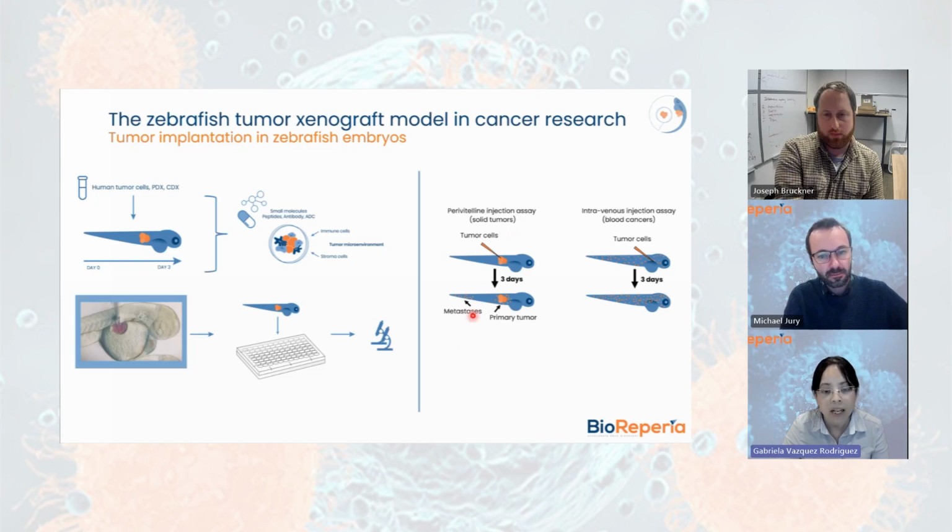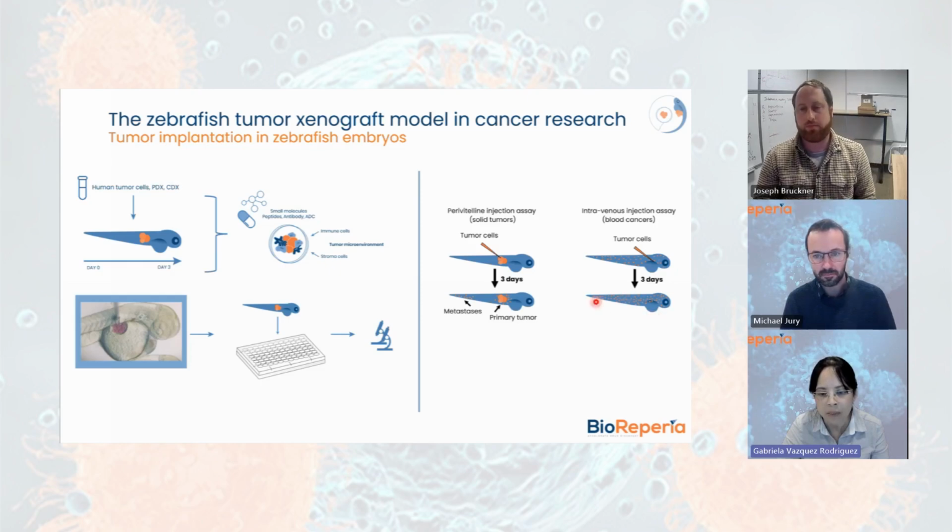There are different administrations that we can perform using this zebrafish embryo model. For solid tumors, it is more common to use subcutaneous implantation in the perivitelline space. After 3 days, we can evaluate primary tumor regression, local dissemination, and the metastatic dissemination in the embryo tail. For blood cancers or liquid cancers like leukemia cells, these are more commonly administered intravenously into the zebrafish embryos. What is evaluated after 3 days is the capability of these leukemic cells to establish metastatic lesions in the fish.